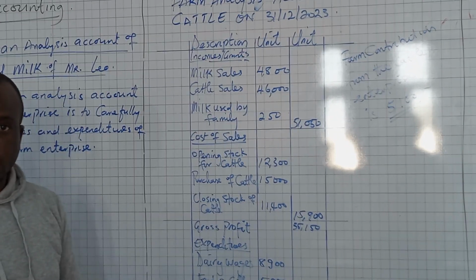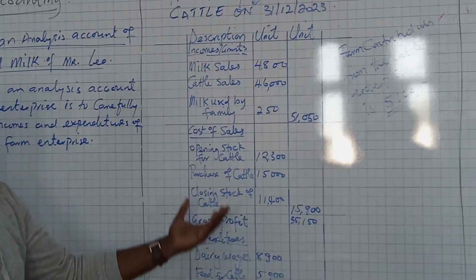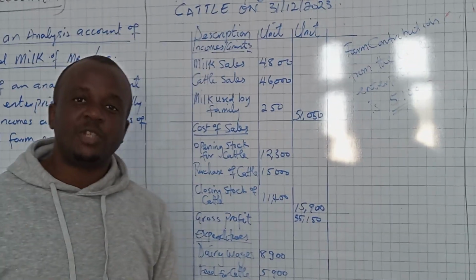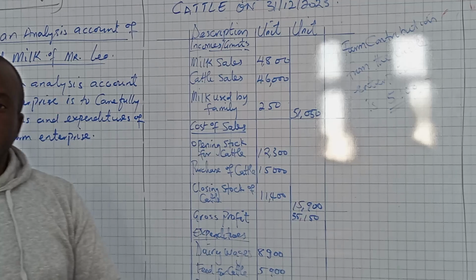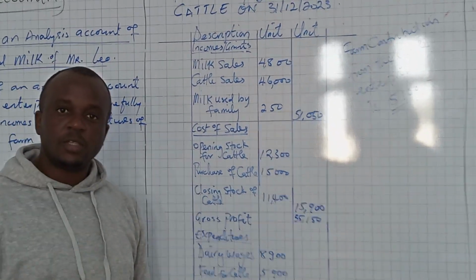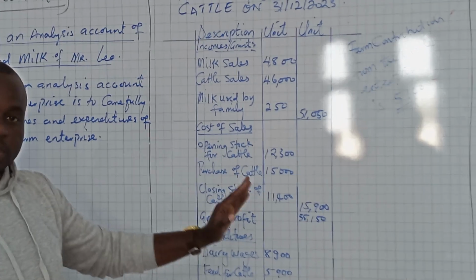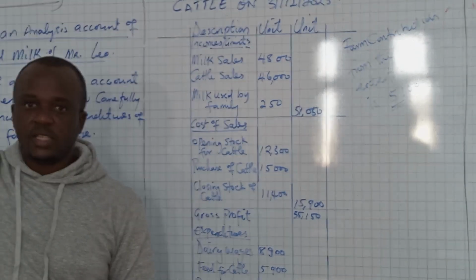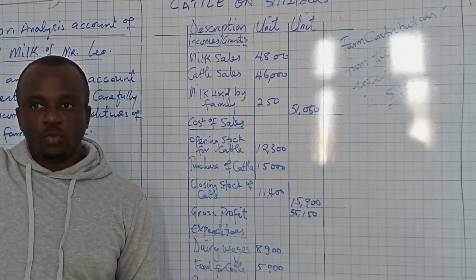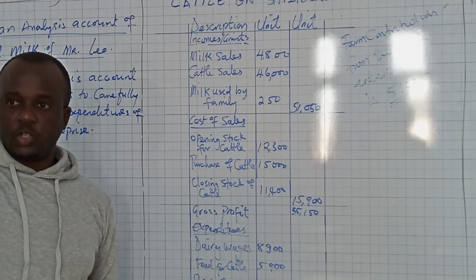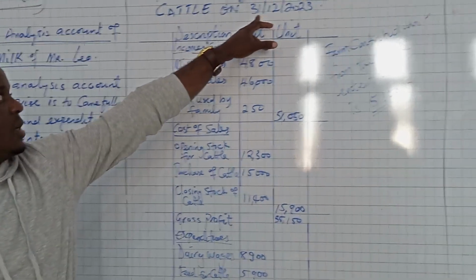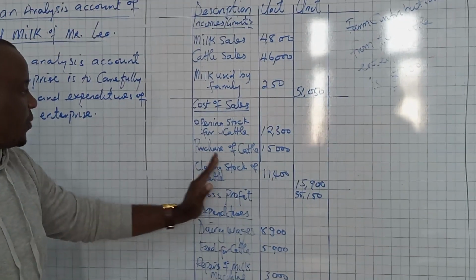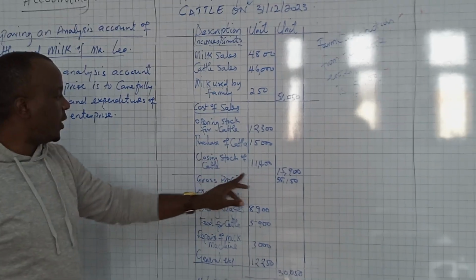Then we come to the cost of sales of the product or of the enterprise. When it comes to the cost of sale, we must look at the opening stock of cattle, we must look at the purchase of cattle, and we must look at the closing stock. So the opening stock plus the purchase, then we minus the closing stock to give us the cost of sales of cattle, which is what we have done. So opening stock means the closing stock of last year. The closing stock of December 2022 served as the opening stock for January 2023, and now we are looking at December 2023. So the opening stock was 12,300, the purchase of cattle was 15,000, then the closing stock is 11,400.